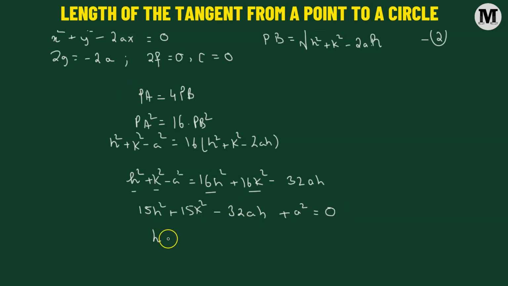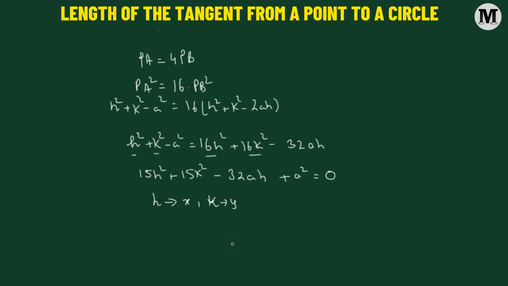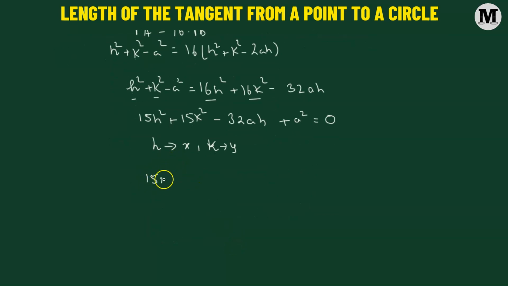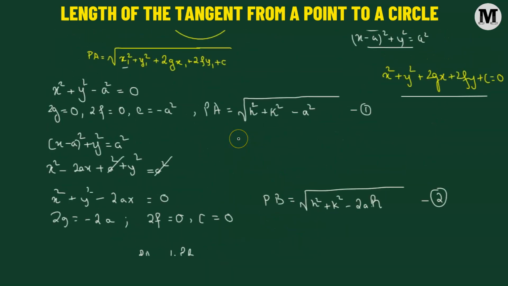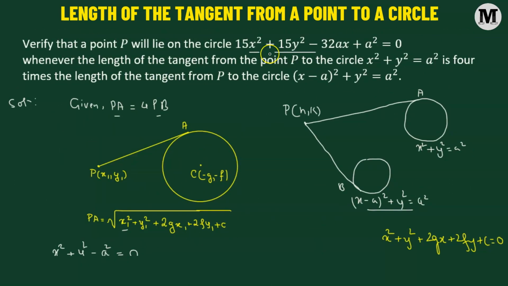Fine. Now we'll replace h with x and k with y, and our equation is going to become 15x squared plus 15y squared minus 32ax plus a squared equals 0. This only tells us that the point P having the coordinates (h, k) lies on this circle. That's what it means, and we have finally shown that this is the truth. So let's compare. We had to show that the point (h, k) lies on 15x squared plus 15y squared minus 32ax plus a squared equals 0, hence proved.